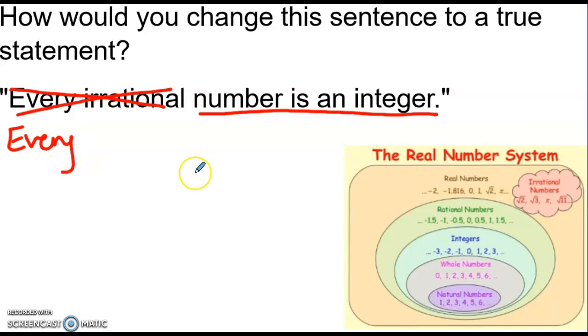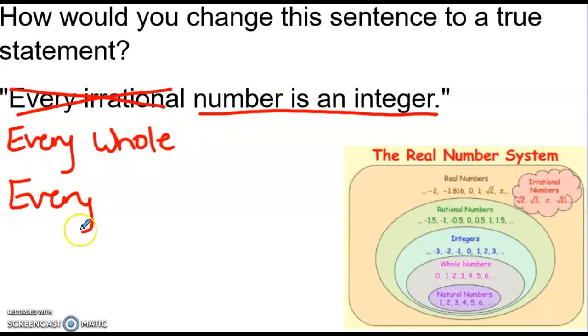So if we look over here at integers, every whole number is an integer and every natural number is an integer because they're within that blue integer circle. So if we wanted to make this a true statement, we could say every whole number is an integer, or we could say every natural number is an integer. Those are the two ways that we could make that statement true.